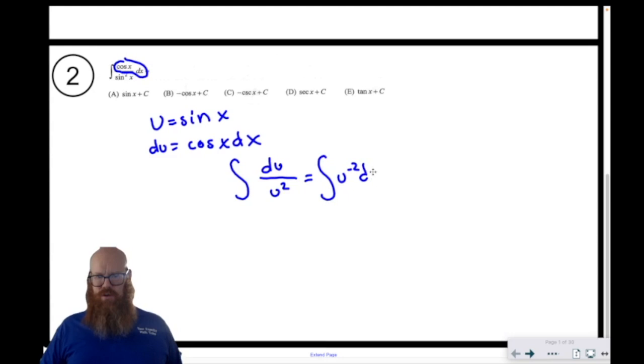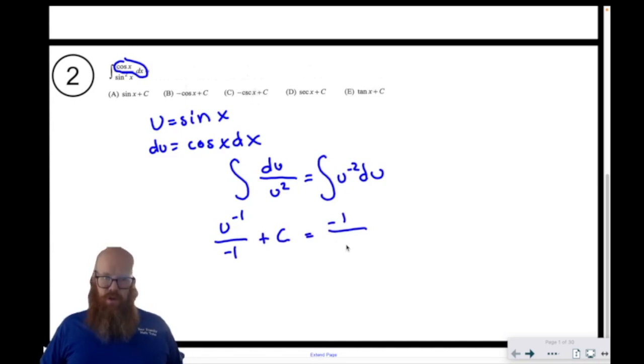which is really the integral of u to the negative 2 du. And now I reverse power rule this, and I get, I'll do it the long way, u to the negative 1 over negative 1 plus c, which is really negative 1 over u, but u is sine x. And I think I can stop there.